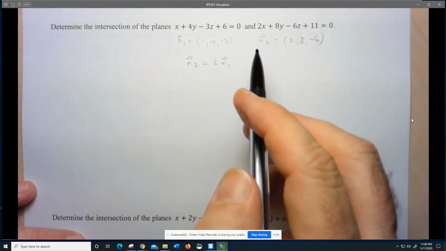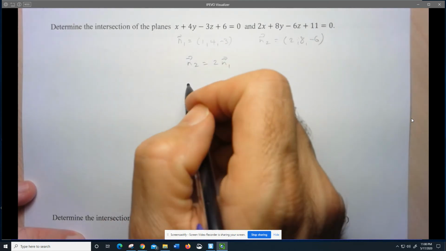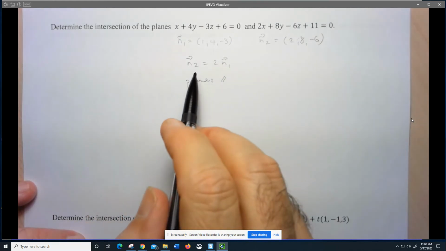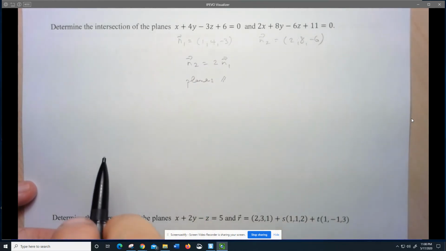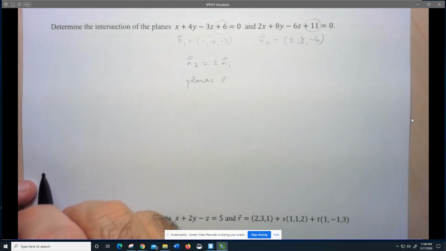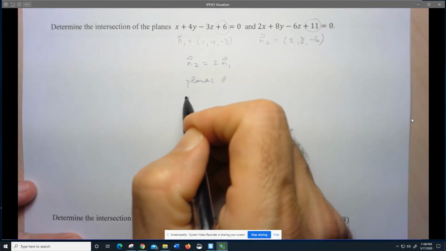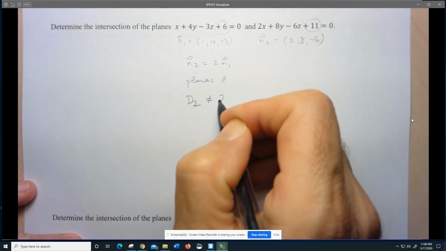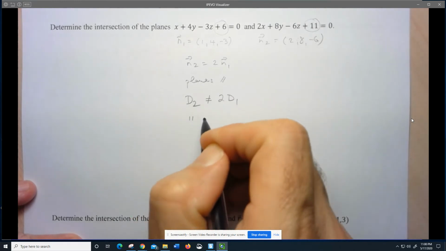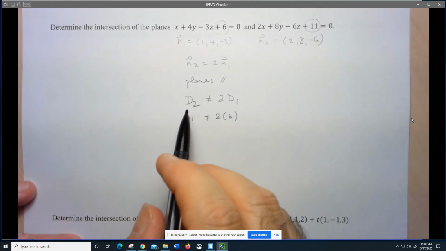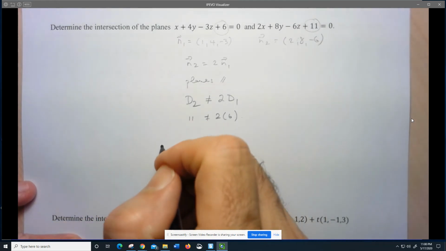Okay, so I know that these planes are parallel. The question is, are they parallel and distinct, or are they parallel and coincident? All right, what did we say? It all has to do now with the d values. And when I look at the d value, I see that d2, which is 11, is not equal to 2 times d1. 11 is not equal to 2 times 6. Okay, so what does that tell me? That these planes are parallel and distinct.